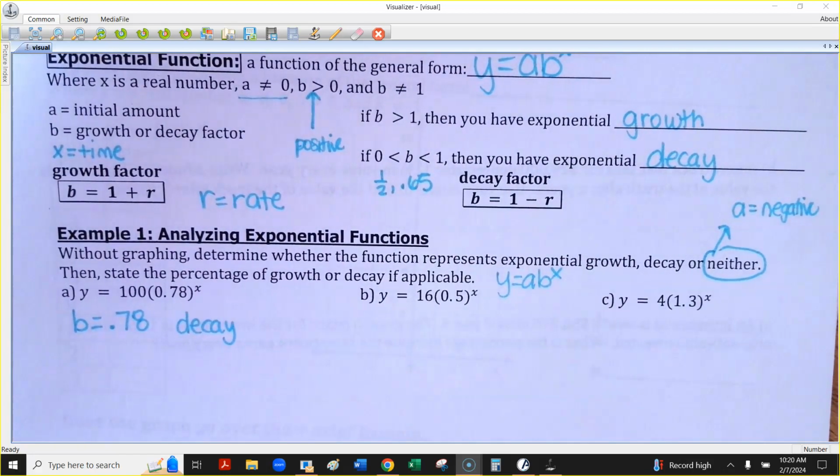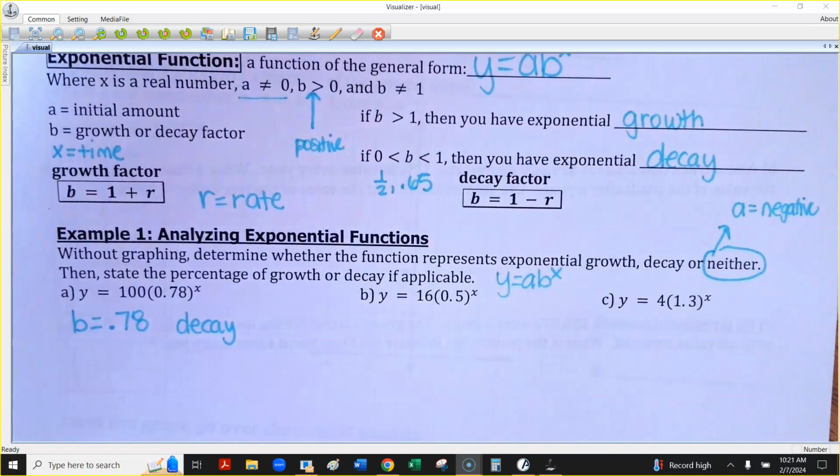Okay, now this is tricky. Does anybody know how to tell the percentage of decay? Okay, so then is it 78? We could change it to a percentage by doing that. So does that represent 78% decay? This is really tricky. It's 22. Whoever just said 22%, yes.